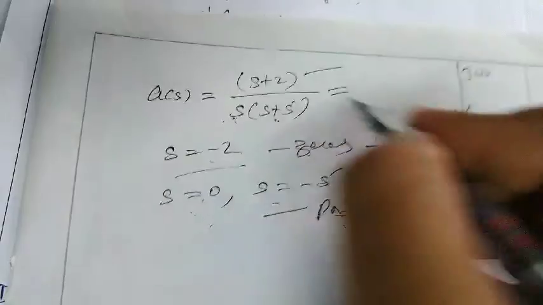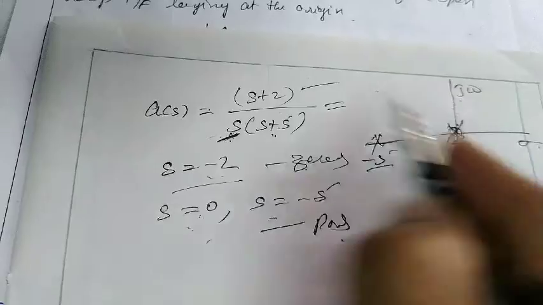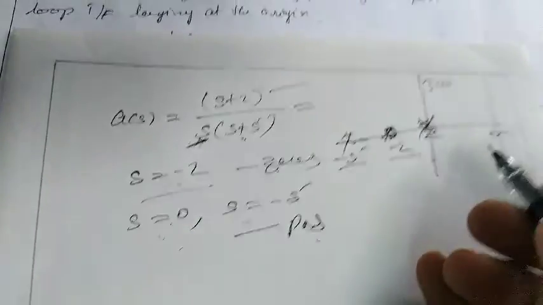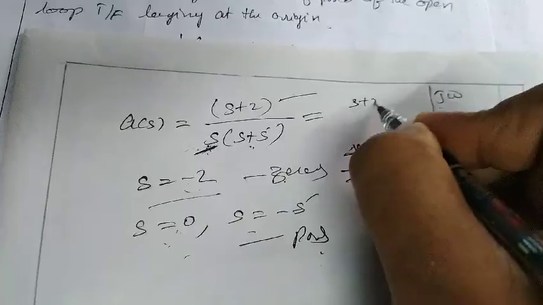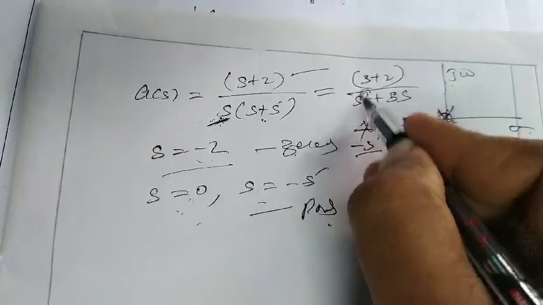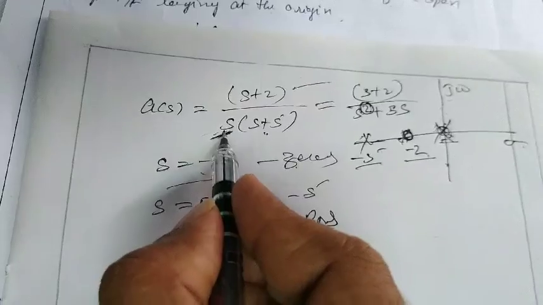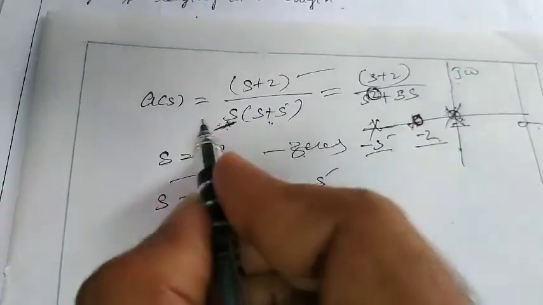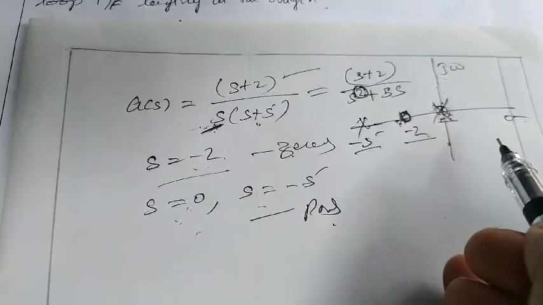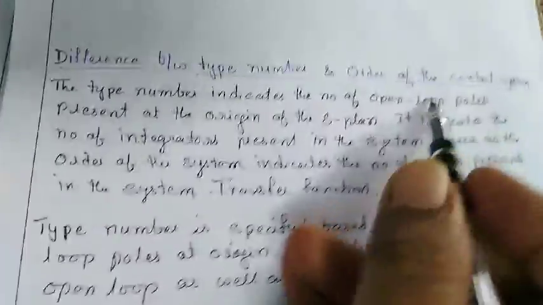In the denominator I'm having one pole which is at the origin, so this indicates the type number of the system. If I multiply the denominator out, I'll get s square plus 5s. So the highest power of the denominator will give you the order, and the poles at the origin will give you the type number. So this is the difference between type and order.